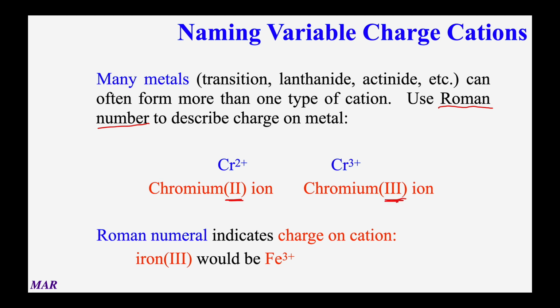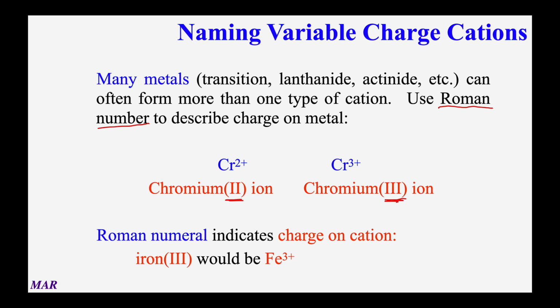So that's how people distinguish one from the other. If you told me you had a chromium ion, I would not know which one it was, all right? And I have a PhD, I should know everything, right? Well, no, I don't. And no one should. So the Roman numerals are really important.